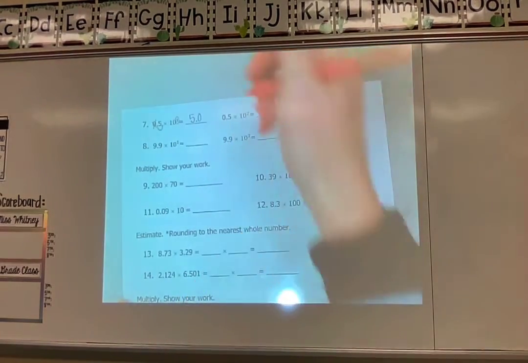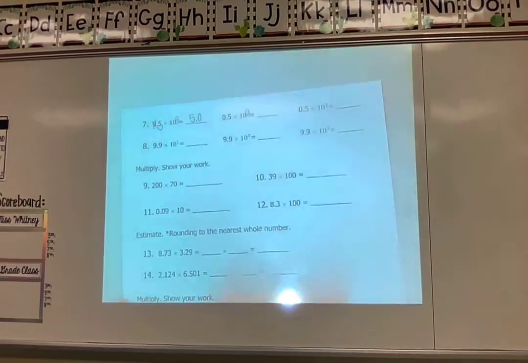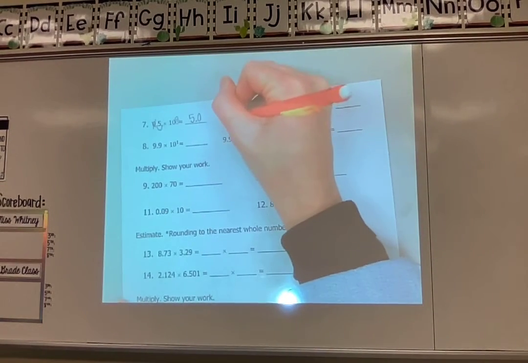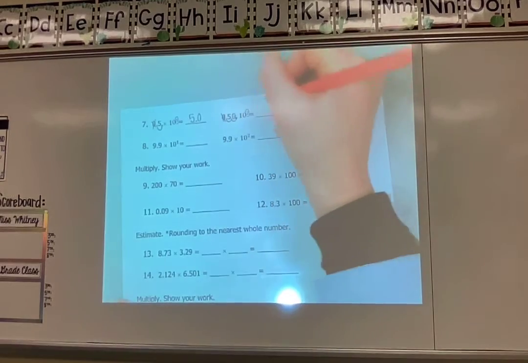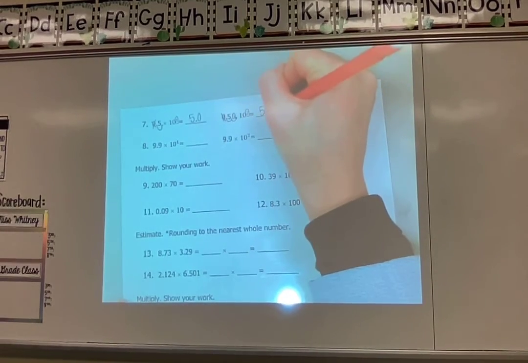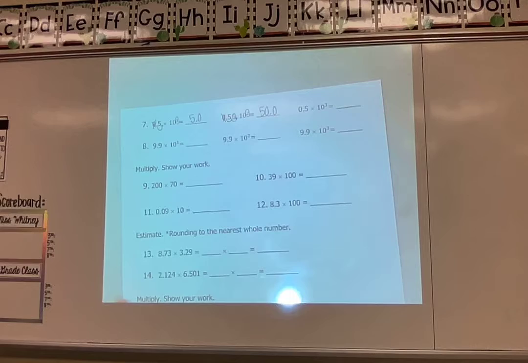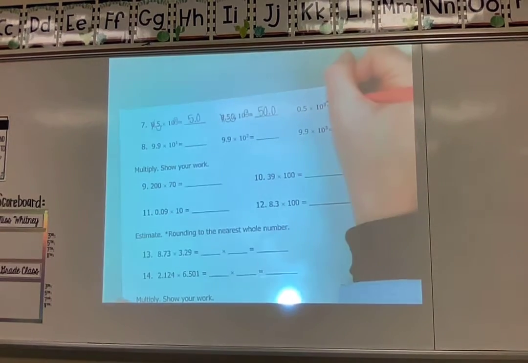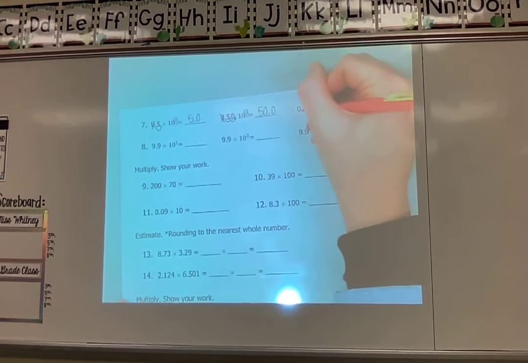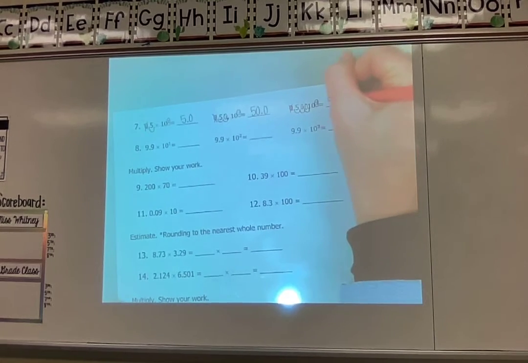All right, next one. I notice my power of 10 is a 2, so I need to move my decimal 2 spots. 1, 2. Remember, if we have empty loops, we fill them in with zeros. I'm going to cross out that 0 up front. So that looks like 50.0. And finally, I have a power of 3, so I need to move my decimal 3 spots. 1, 2, 3. Fill in my empty loops with zeros. Cross out that 0 up front. 500.0.